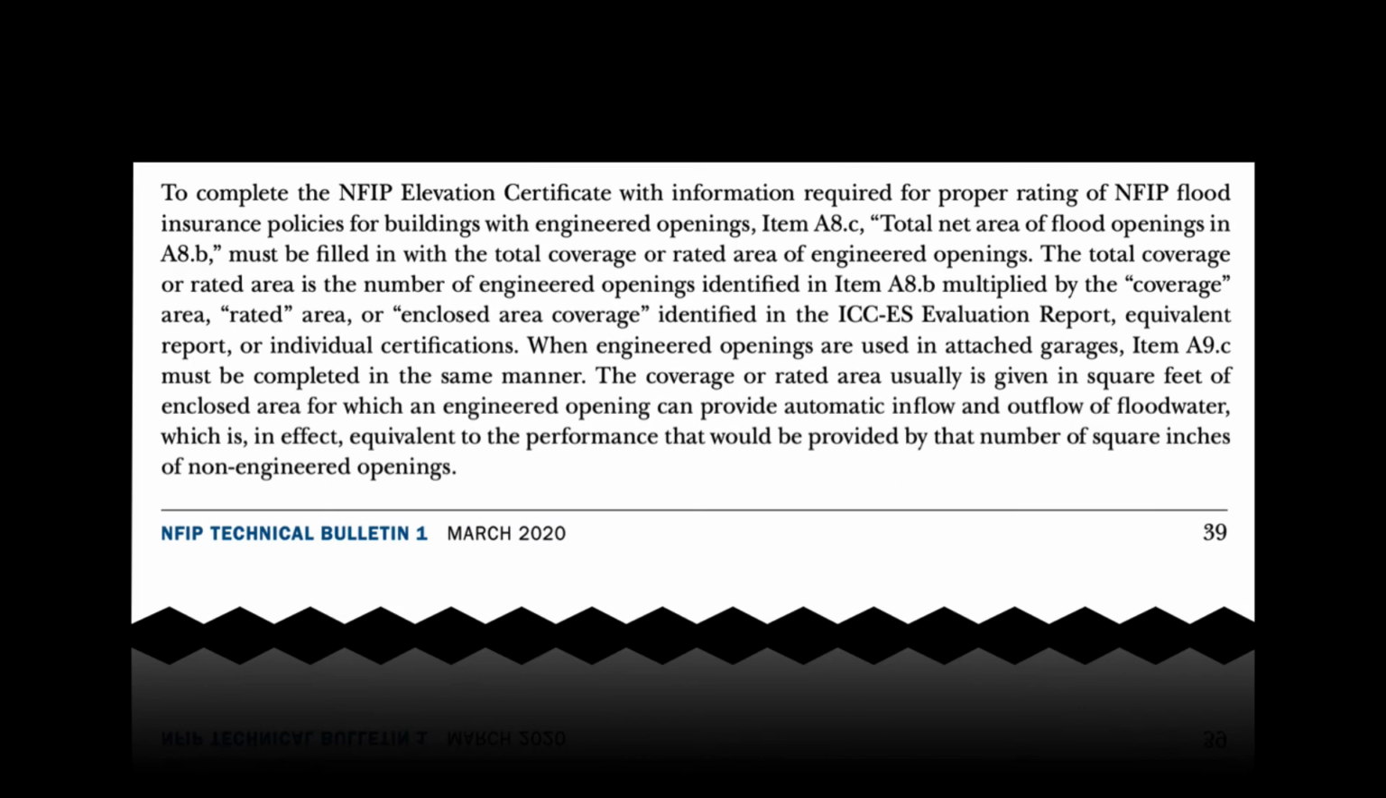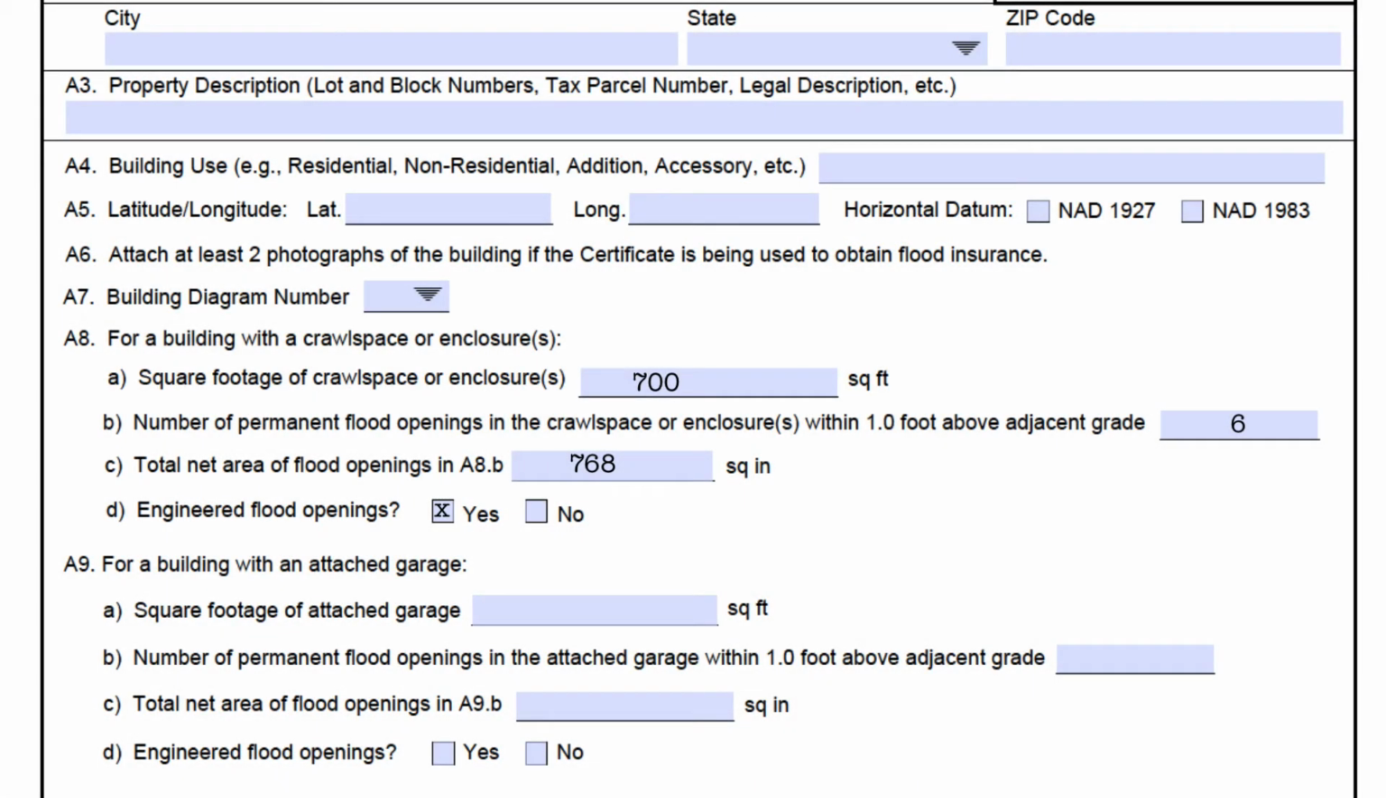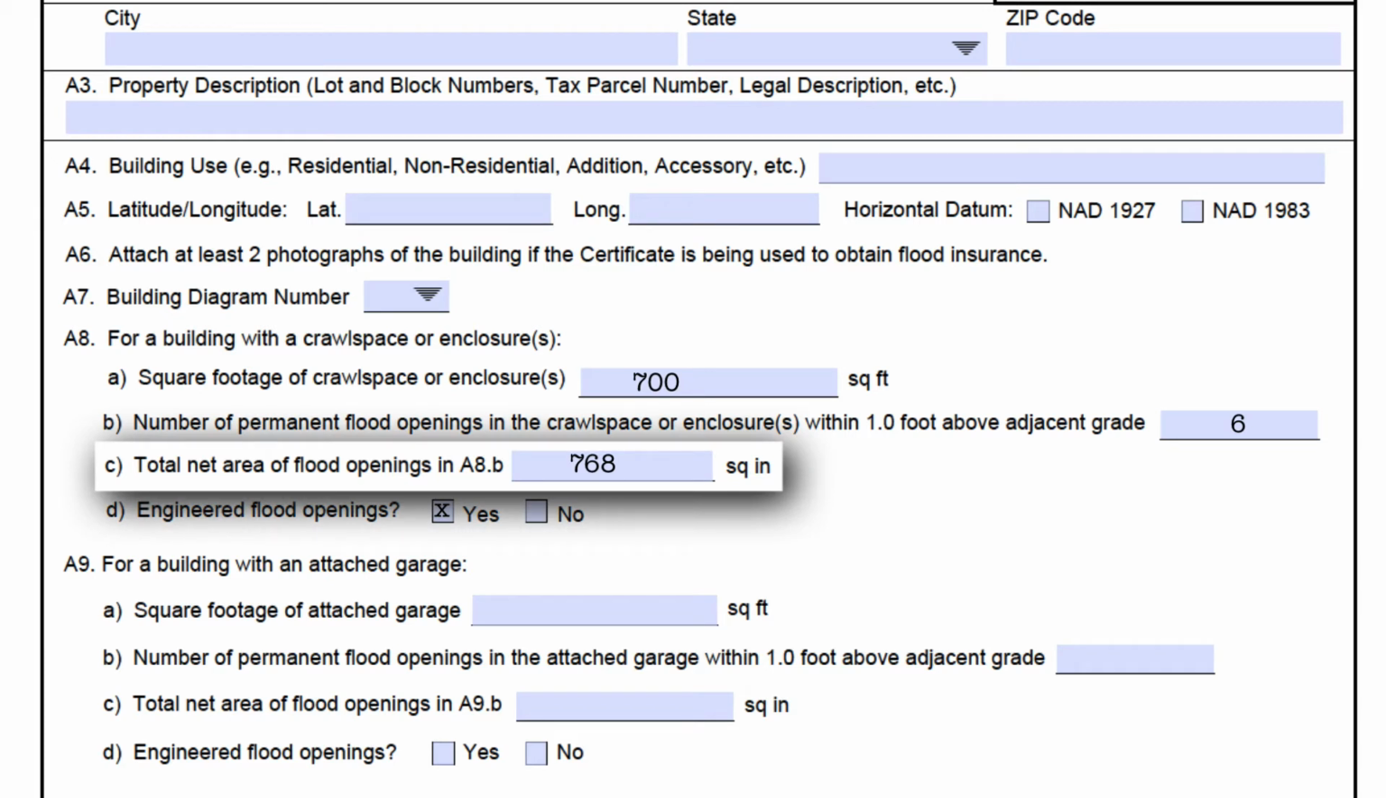While Technical Bulletin 1, released in March of 2020, tells us that the total net area of flood openings in A8C must be filled in with the total coverage or rated area of engineered openings. The stance from CRS is that basically you can do either. While the EC instructions tell you to enter the actual size of the openings, and we'd prefer surveyors fill them out this way, it will not be counted as an error if the rated or engineered size of the openings are used.